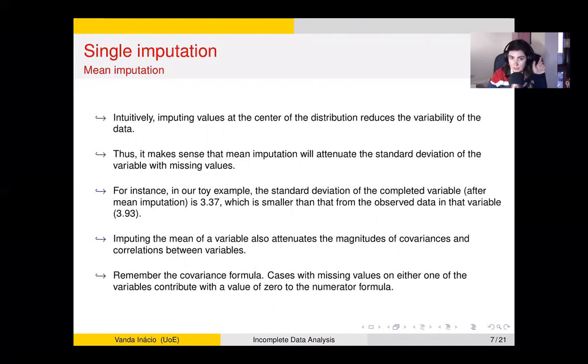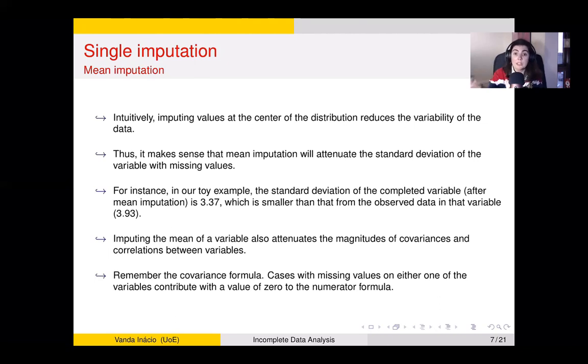For instance, in our running example, the standard deviation of the completed depression score variable after we have performed mean imputation is 3.37, and the standard deviation of that same variable before performing the imputation, just by computing the standard deviation of the available 15 individuals, we would have obtained 3.93. And we already have reasoning that imputing values with the mean of that variable will attenuate the standard deviation of that variable.